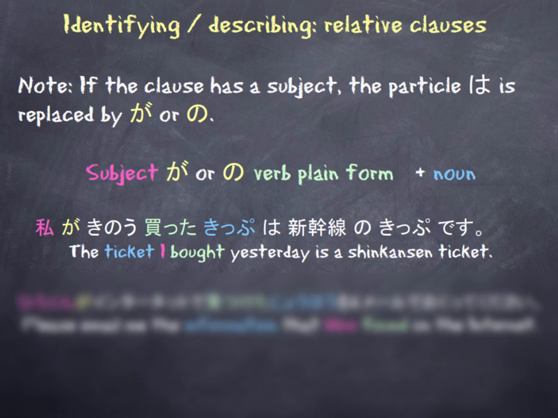So we want to say the ticket I bought yesterday, as opposed to maybe the ticket I bought today or the ticket I bought last week, and so on and so forth. So the ticket I bought yesterday is a Shinkansen ticket. 私が昨日買った切符. We have our subject, which is I, followed by the particle ga, and then our verb in its plain form, 買った. And in this case, our noun is the word for ticket, which is kippu.